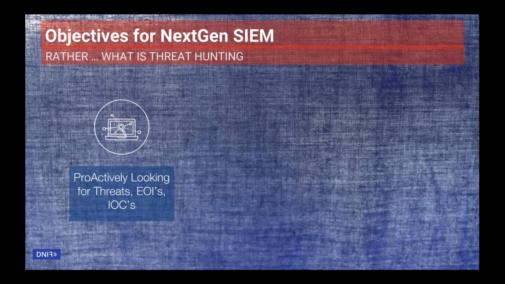But when you are proactively looking for an attacker, an indicator of compromise, or an event of interest, right? That's where we are talking about proactively looking for attacks. Now, EOI essentially means event of interest. IOC means indicator of compromise.